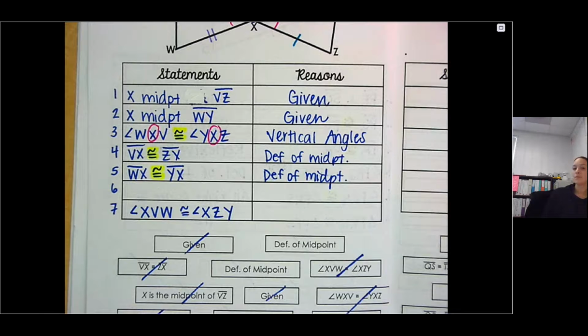Wait, we can do that? Do what? No, like there's an extra space. I know there's an extra space because we haven't gotten to the final part yet. Okay.